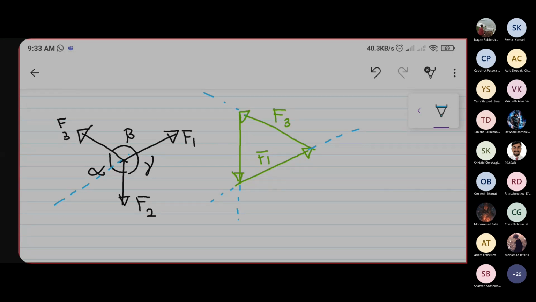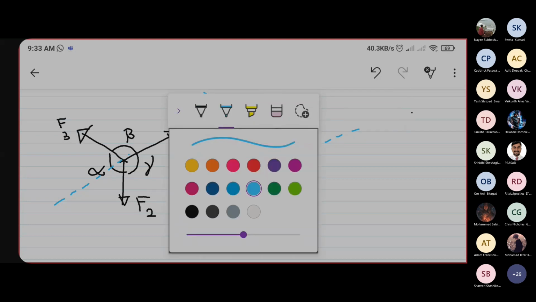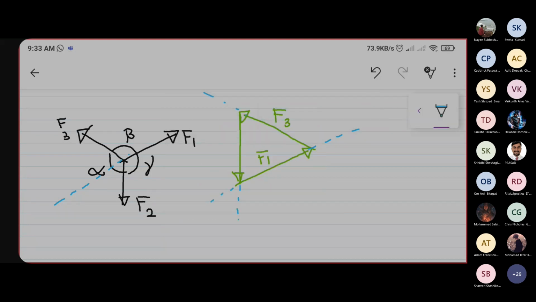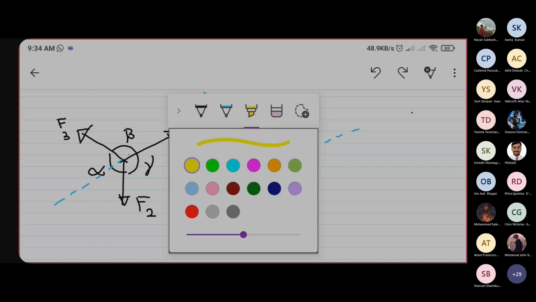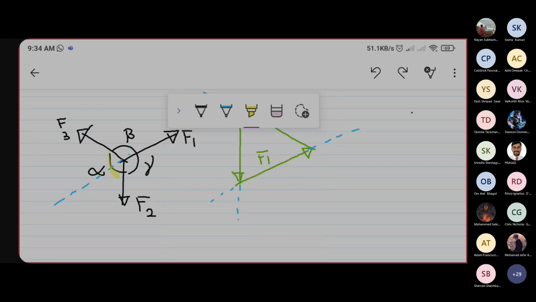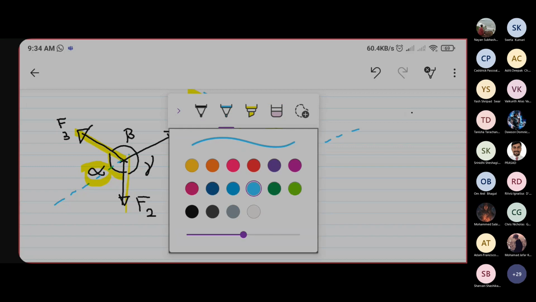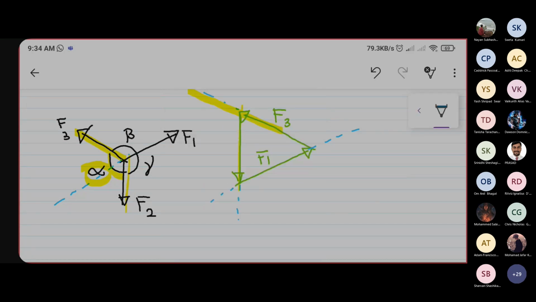So if you see this angle alpha, it is made by force F3 with respect to force F2. This is the force F3 and this is force F2. So we can write this as alpha.